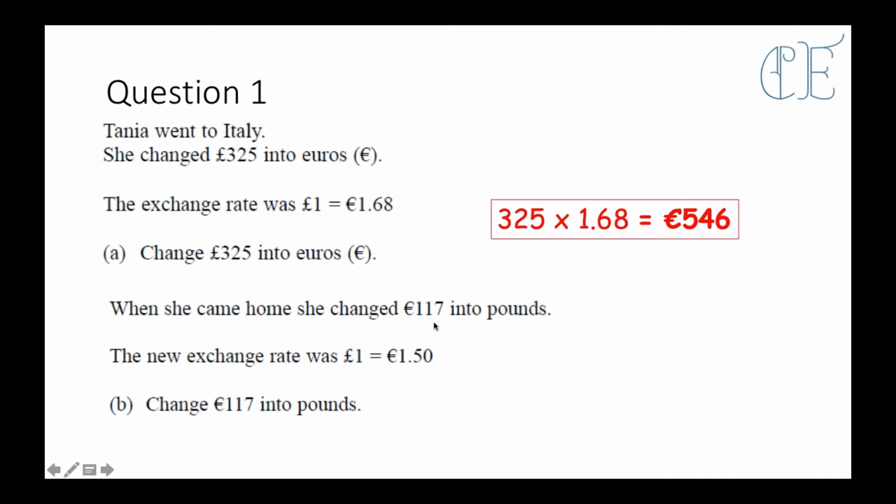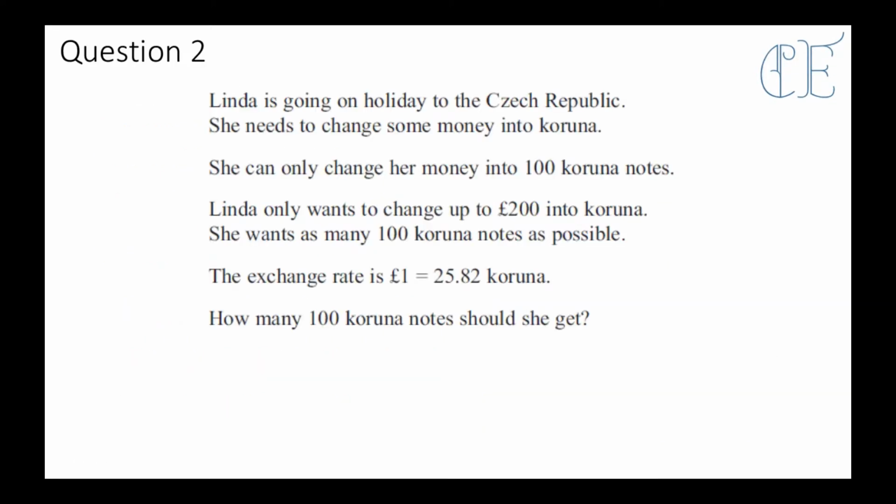So we need to divide by €1.50. So 117 divided by 1.5 is £78. So I think that was quite nice and straightforward. They do get a bit harder as we go along.